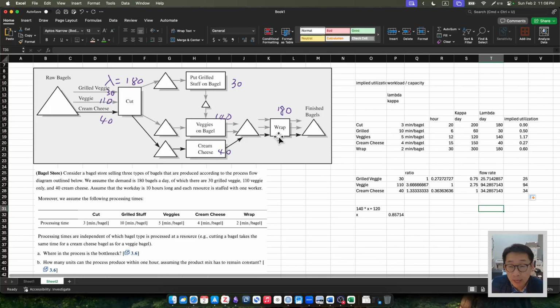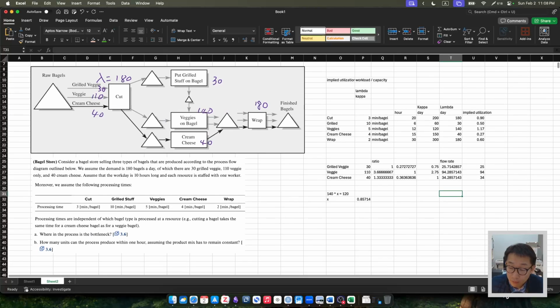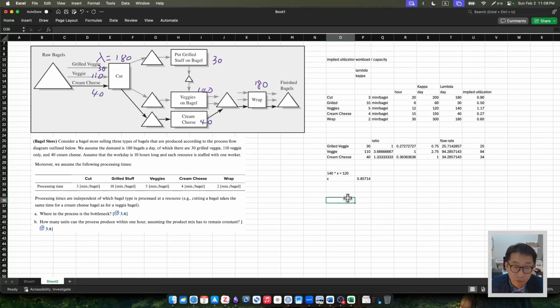I did mention that we can also take the minute of work as the flow unit. I think in that case it's also very doable. So let me see, I also need to calculate the capacity, I'm sorry, kappa. 3 minutes per bagel, because we have 10 hours per day. So it has nothing to do with that, right?